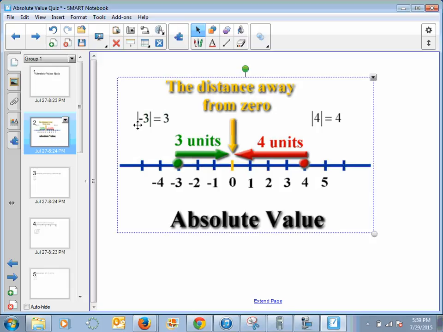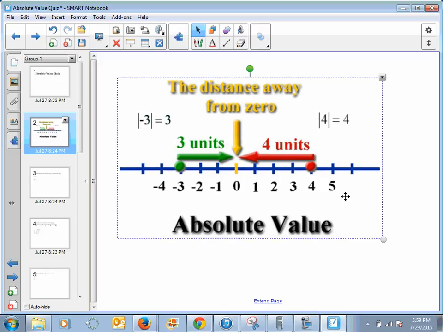We write it with these bars here. So what this says is the absolute value of -3. Well, the absolute value of -3 is 3 because -3 is 3 units from 0. Likewise, the absolute value of 4 is equal to 4 because 4 is 4 units from 0. So absolute value is always going to be a positive value, because you're talking about a distance, and distance is always going to be positive.